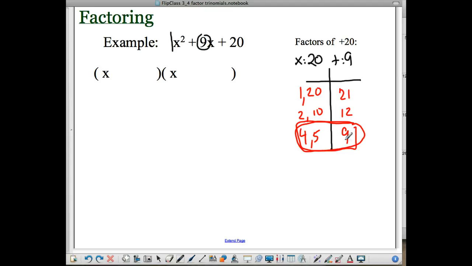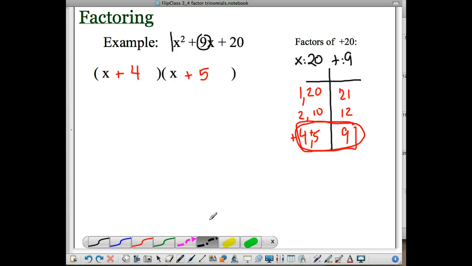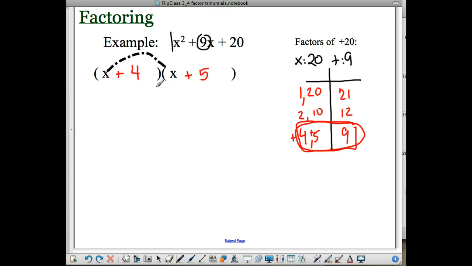We've looked at all the factors. These are the ones that work. So this is going to give us a positive 4 and a positive 5. So x plus 4 and x plus 5 work out to be our factors. And we want to do a quick mental check to make sure that it actually works. So x times x is x squared. 4 times 5 is 20. And then we should get our x times 5, which is 5x.